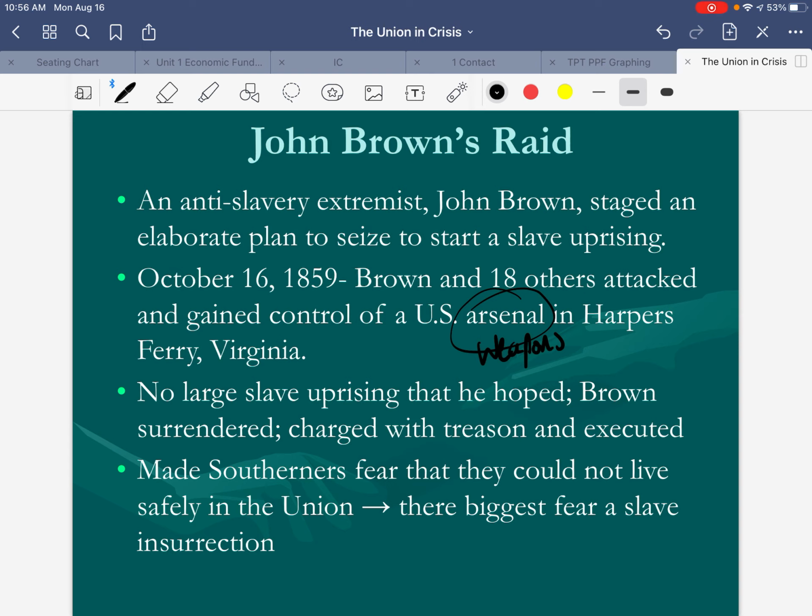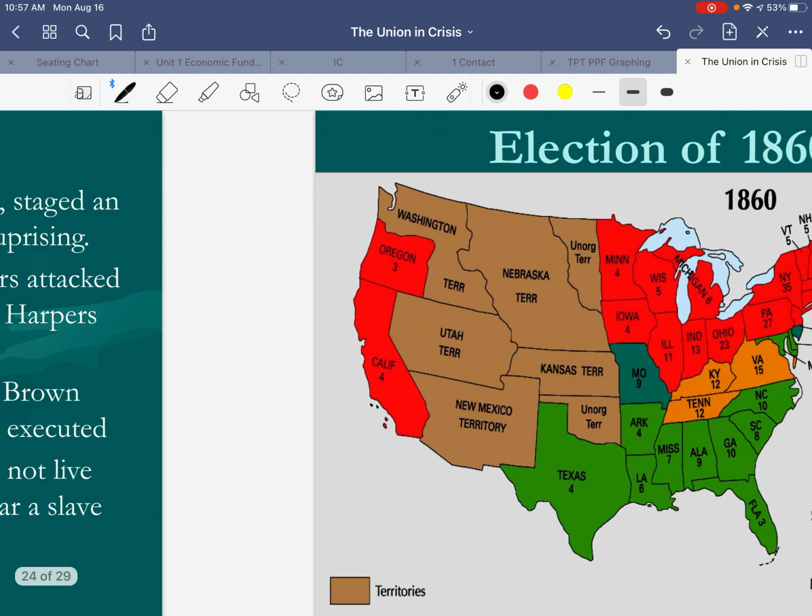That didn't happen. No slaves actually showed up. There was no big uprising. Brown surrendered. He was caught. His sons died. He was found guilty and executed. And Southerners see this as fearful, that they would not be able to live safely in the Union. They saw this as an attack. He was seen as a traitor in the South, but a martyr, someone who died for a good cause, in the North. So there's a huge divide, again, between North and South.